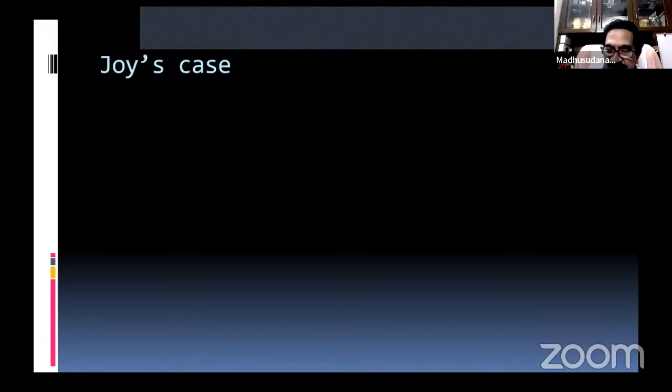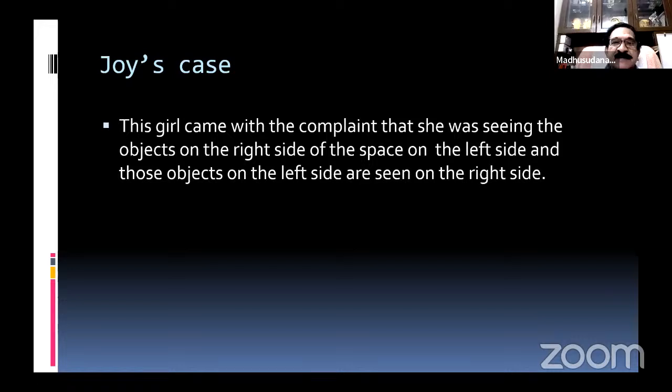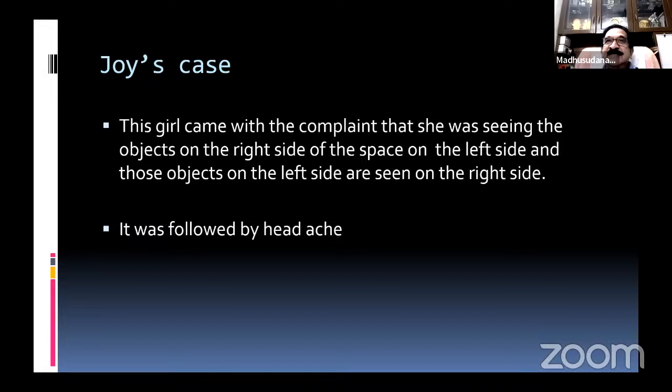Okay. So this, in fact, is one of the cases given by Dr. Joy. This girl came with a complaint that she was seeing objects on the right side of the space on the left side, and those objects on the left side of the space were seen on the right side. This was followed by headache. I do not know the full story. Only Joy shared this video with me, so I was discussing that. The etiology may be different, but what is important is the symptomatology. For that, I brought this video.